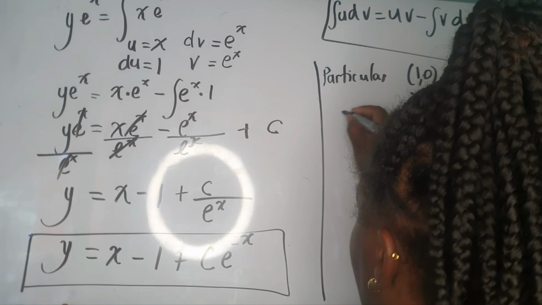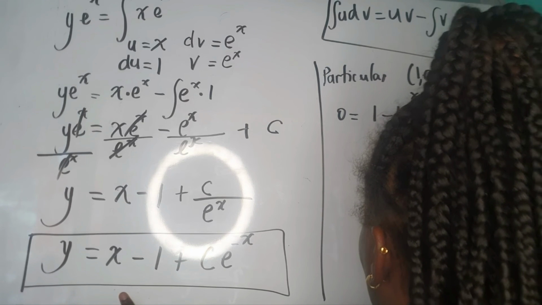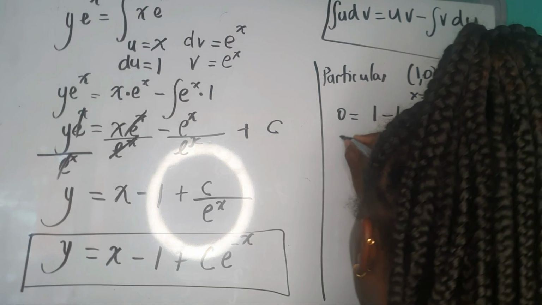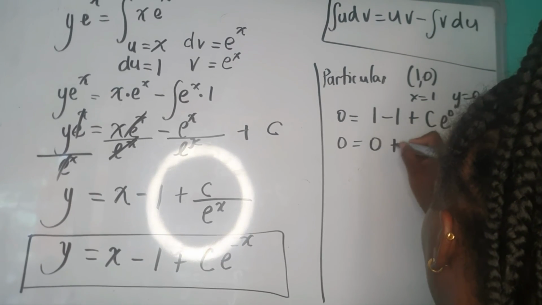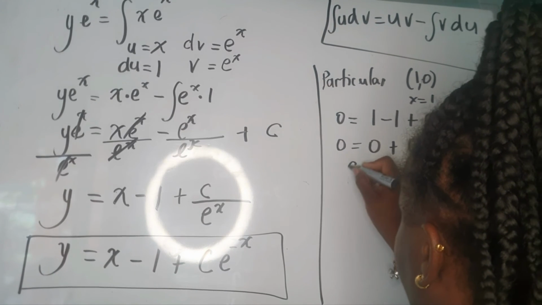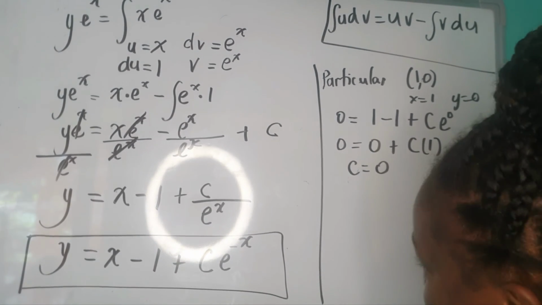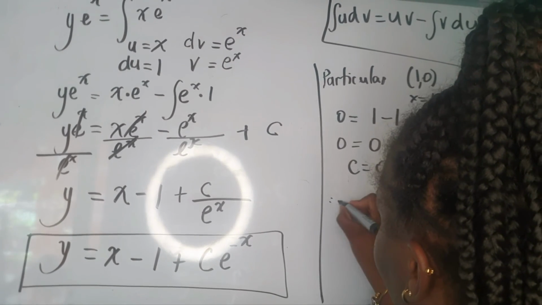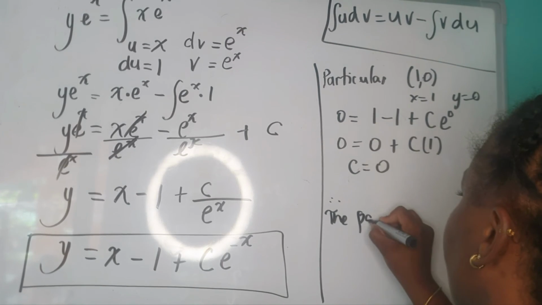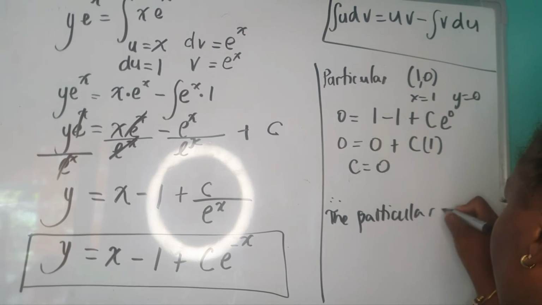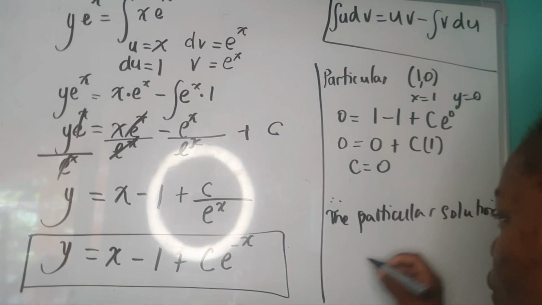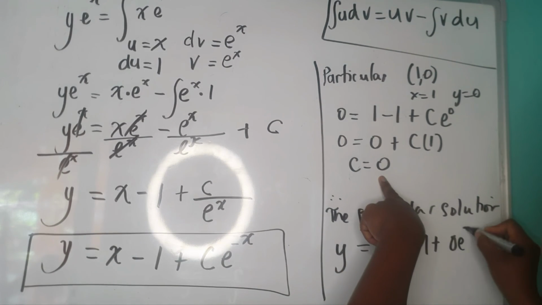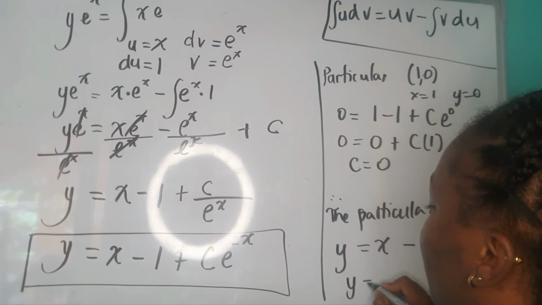Substituting these values in the equation, I'll have 0 is equal to 1 minus 1 plus c times e to the 0. So 0 would be equal to 1 minus 1, 0, plus c times 1. So c would be equal to 0 in this case. I did not want that to happen. However, our value of c is 0, so if I plug it back into the formula, the particular solution would be y equals x minus 1 plus 0 times e to the negative x. So that would have cancelled, so it would be y equal x minus 1.